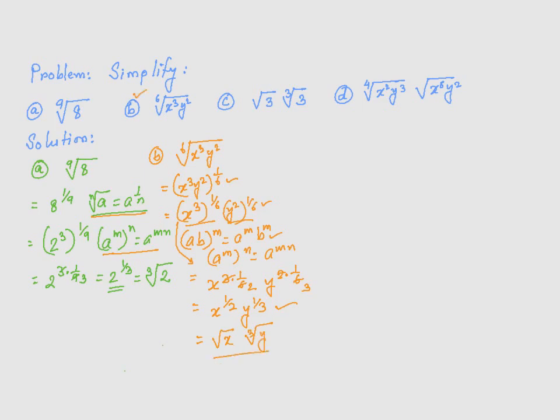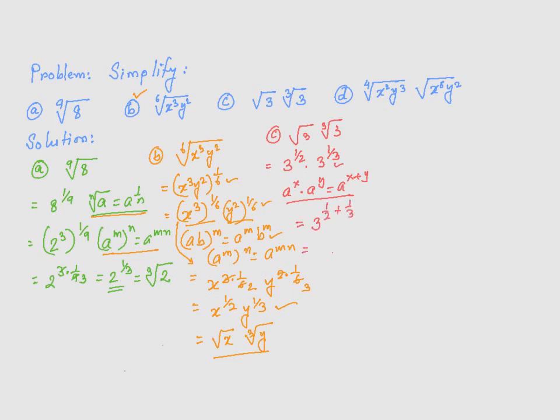Now let's do part C. Square root of 3 times cube root of 3. This is rather easy. Square root of 3 is 3 to the power 1/2. Cube root of 3 is 3 to the power 1/3. Now I'm going to use the rule a to the power x times a to the power y is equal to a to the power x plus y. Using this rule, I could simplify this. That means combine this. So it's going to be 3 to the power 1/2 plus 1/3.